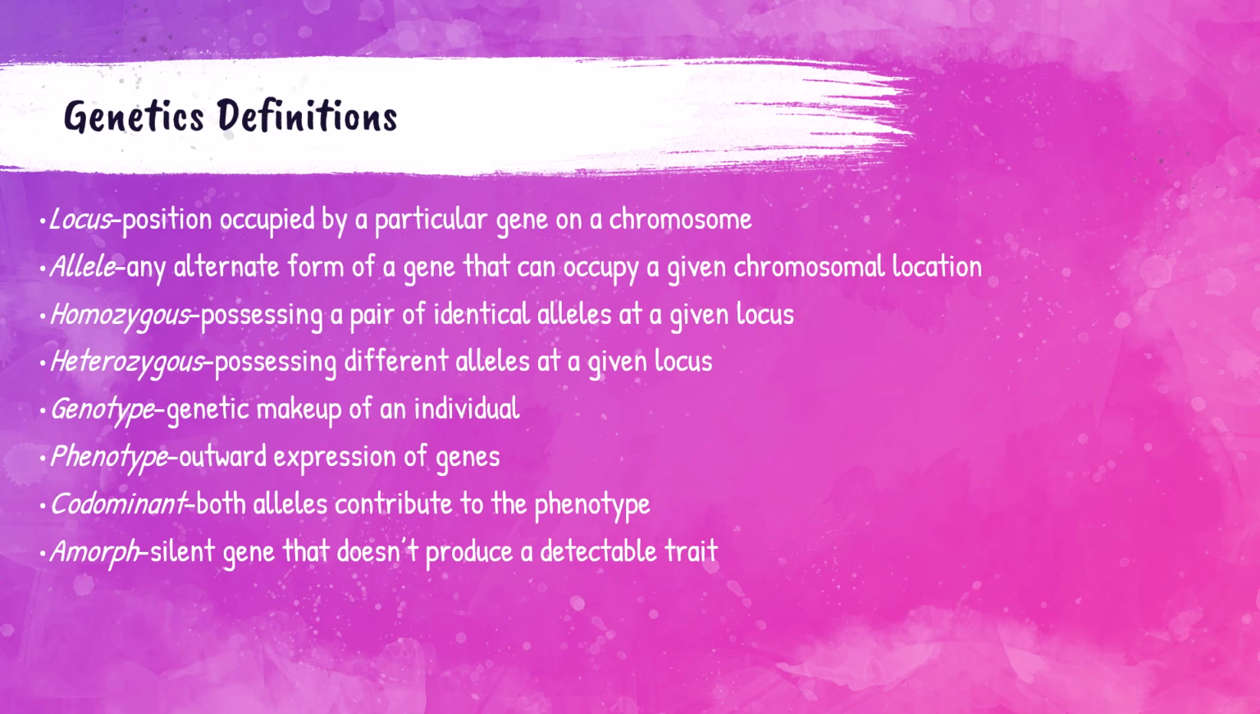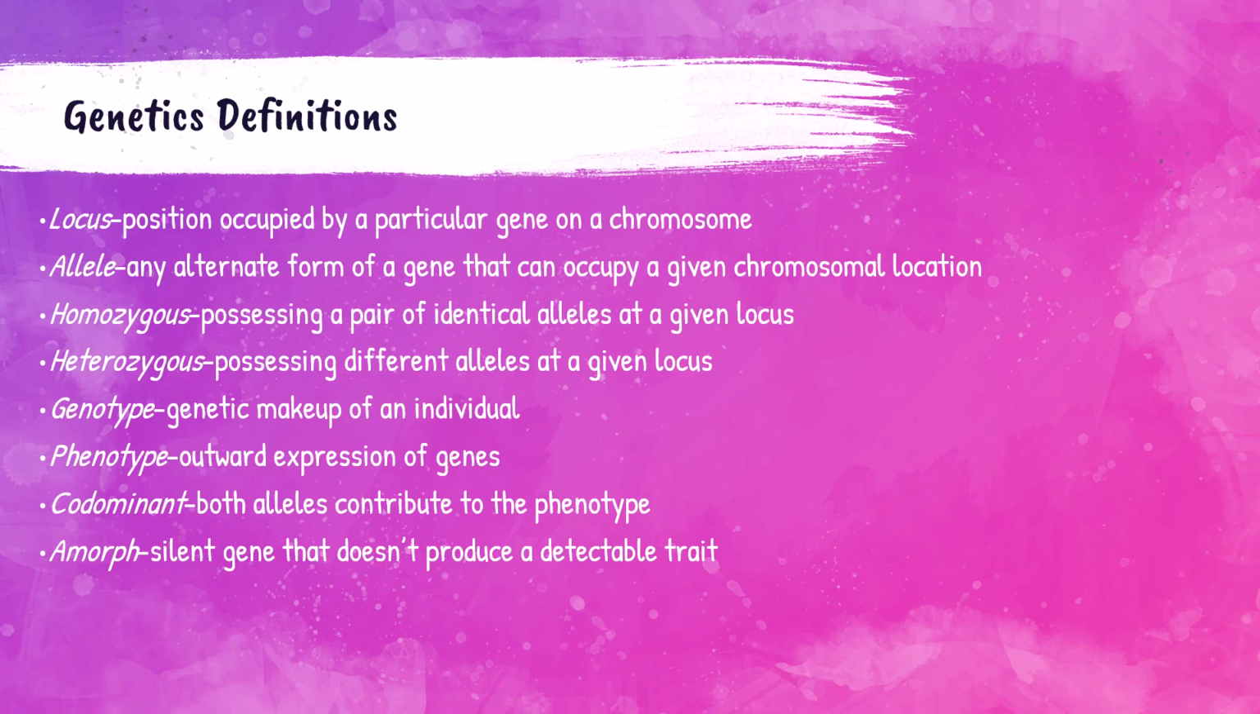Before we get started, it's important to review some definitions that relate to genetics. Locus refers to a position occupied by a particular gene on a chromosome. An allele is any alternate form of a gene that can occupy a given chromosomal locus. Homozygous refers to a pair of identical alleles at any given locus, and heterozygous refers to when there are different alleles at a given locus.